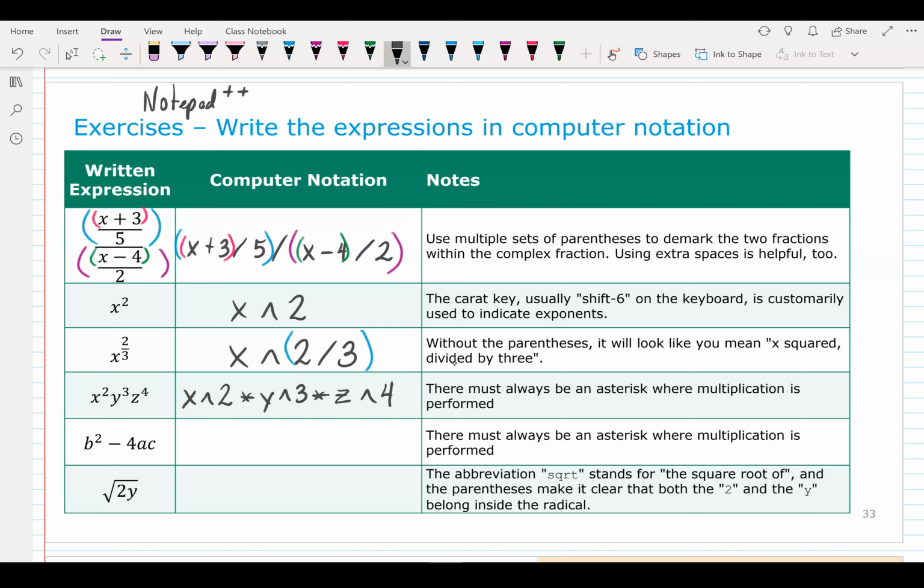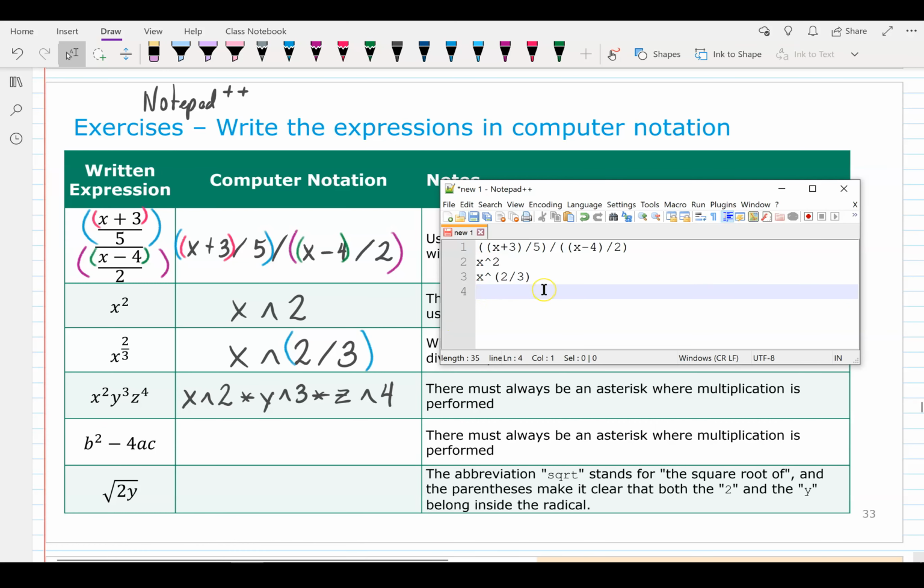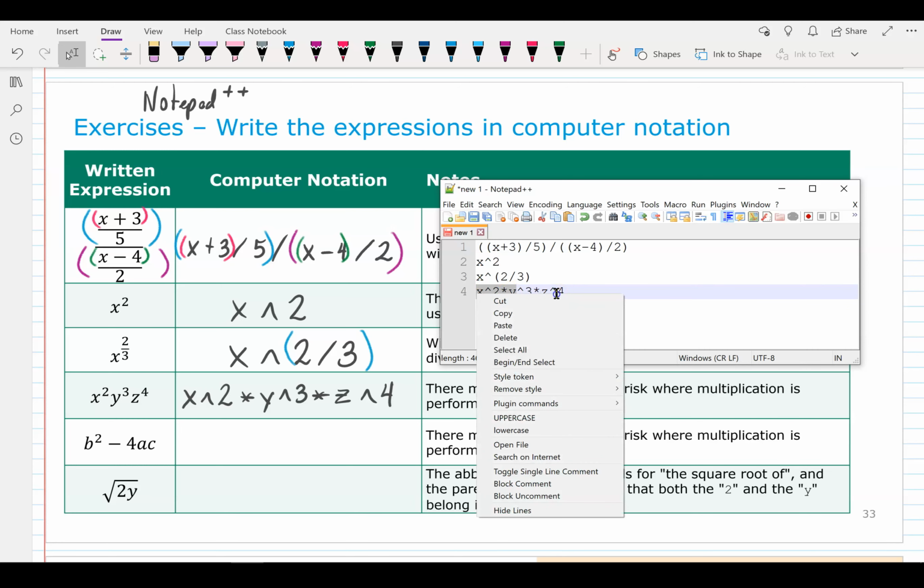Sometimes I confuse myself. So it says there must always be an asterisk where multiplication is performed. And that's what I've done here, as a command line: x power 2 multiplied by y power 3, multiplied by z power 4. And in some rare cases, it might actually get this confused. It might think it's x power 2 times y.